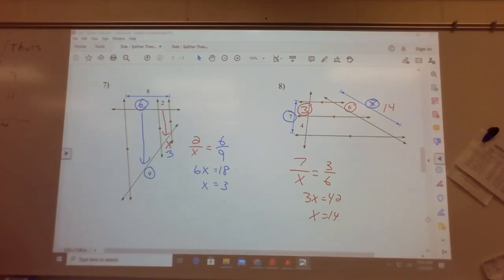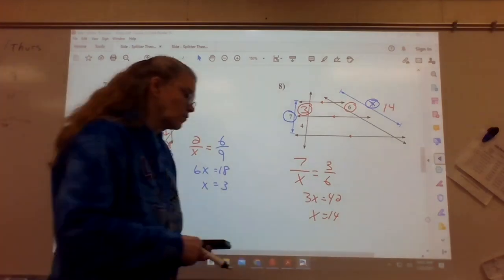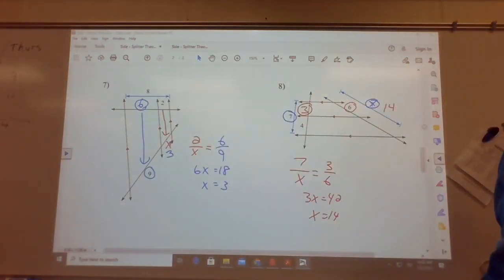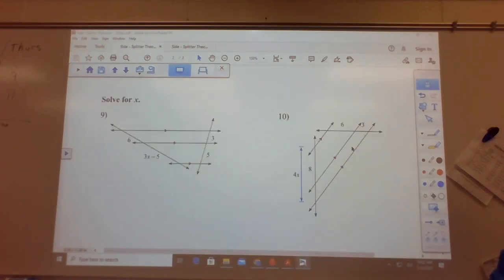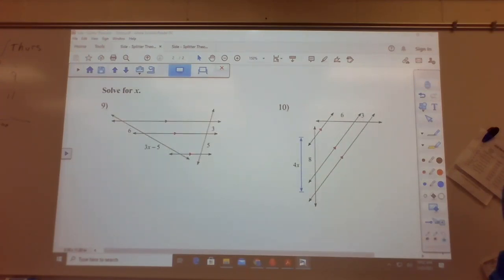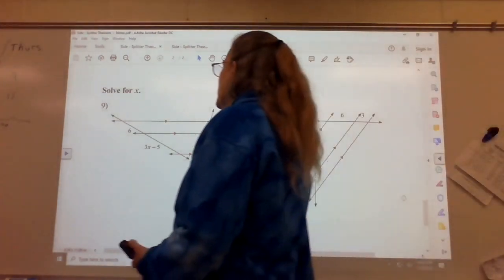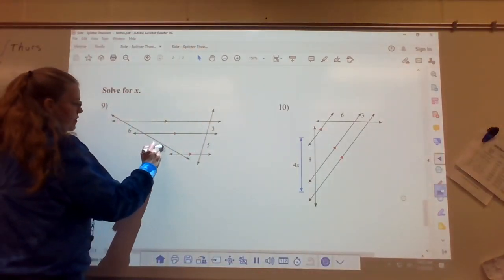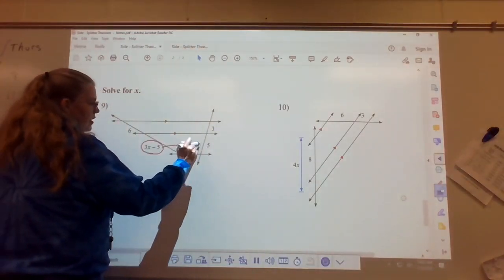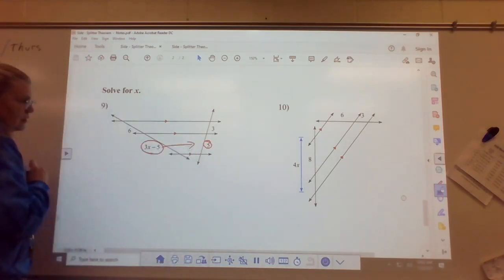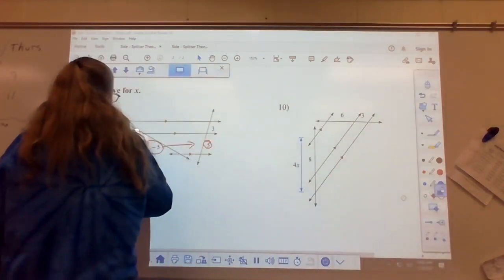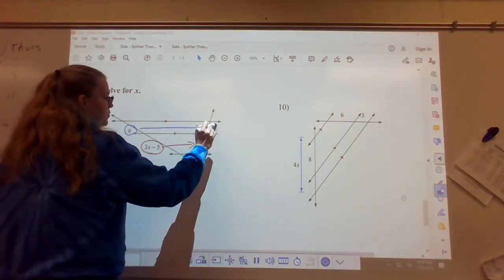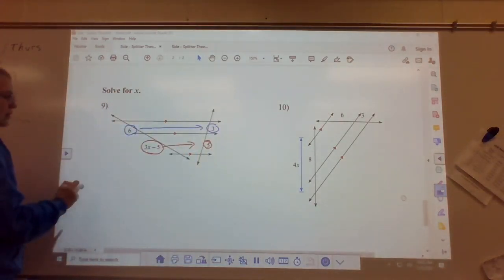Now 9 and 10 are a little bit trickier because they take some more of an equation. So the last two, this can line up with this, and then the 6 can line up with the 3. That's what can line up.